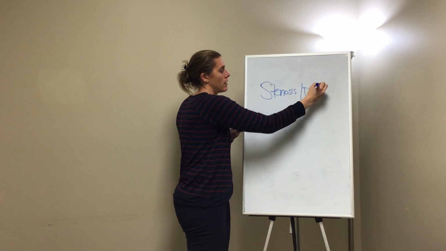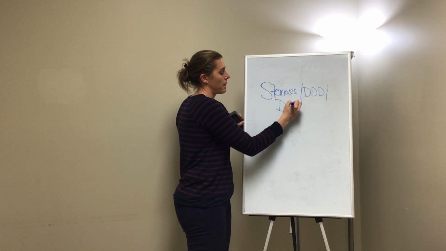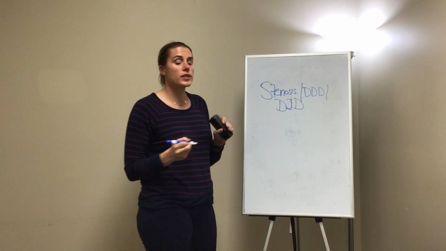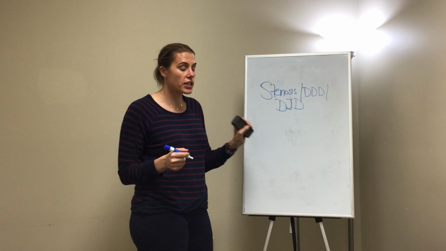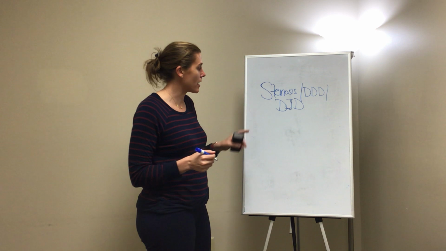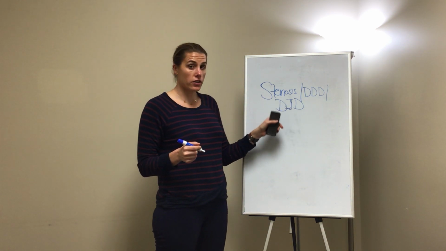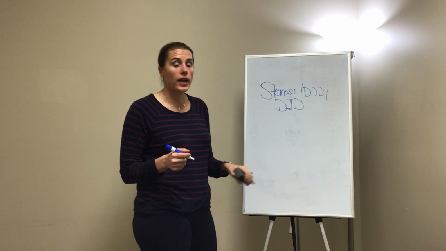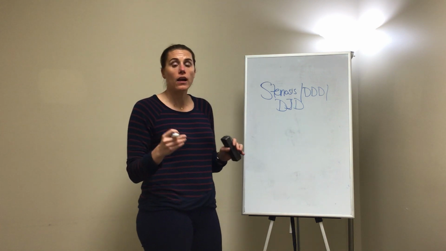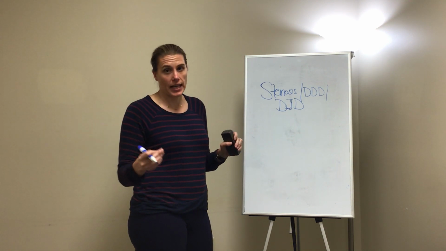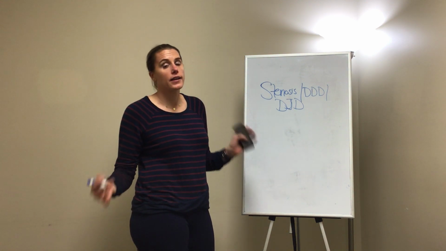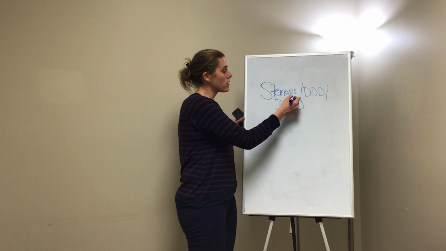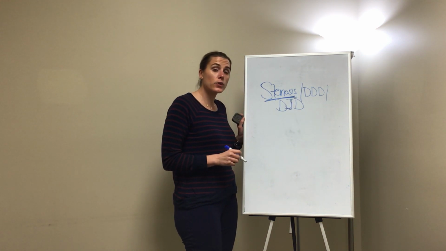DDD and DJD. Okay, so stenosis, DDD, and DJD. DDD, here's a tongue twister, degenerative disc disease, gets me every time. And then DJD is degenerative joint disease. Okay, so this is a wearing away of the joint surfaces and the disc. Everyone over the age of 18 is going to show this on an x-ray. Okay, so the stenosis is a little bit more of an intense diagnosis.